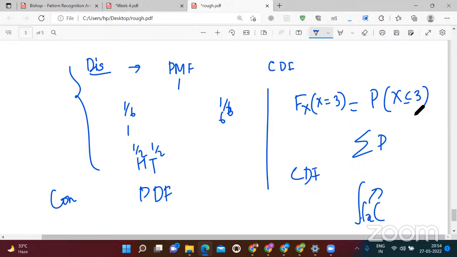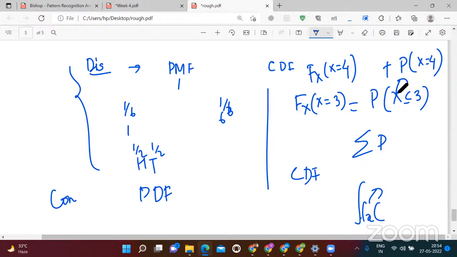The probability value, like the PMF value, will always be greater than 0, right? Because the probability value is always greater than 0 for all the points or outcomes. So the CDF every time increases. For example, here I calculated for x equals 3. Now I have to calculate for x equals 4. So it is the value till 3 plus the probability value at x equals 4. That means every time the value of the CDF is increasing.